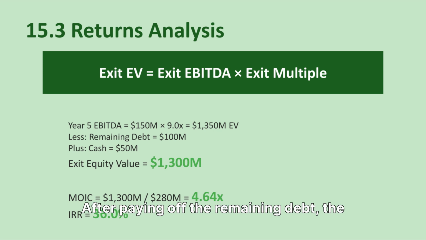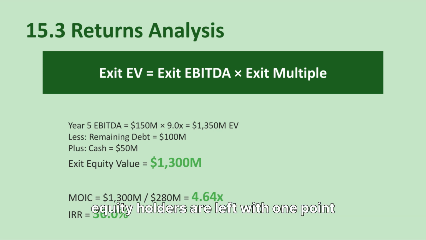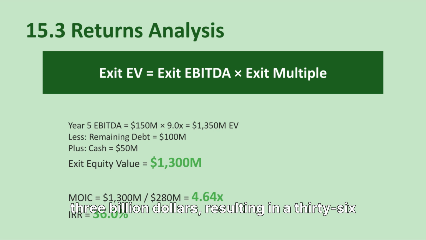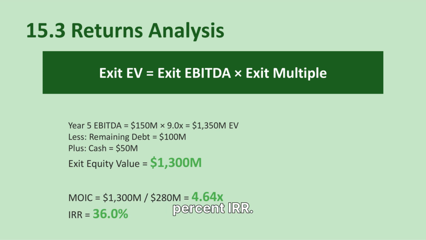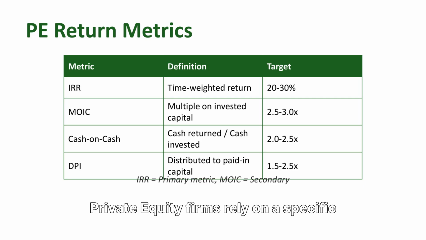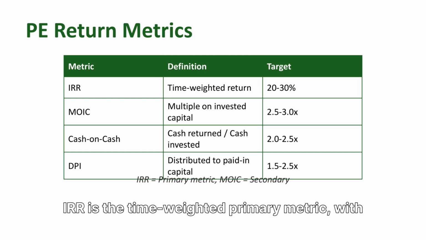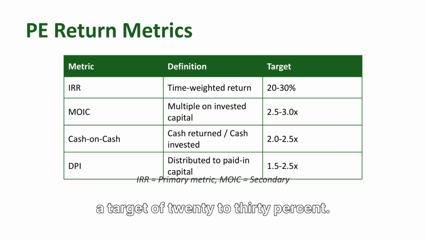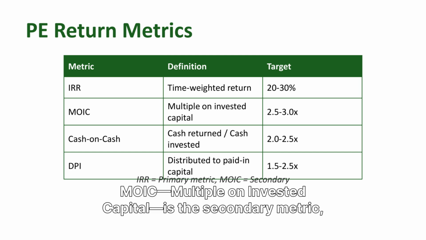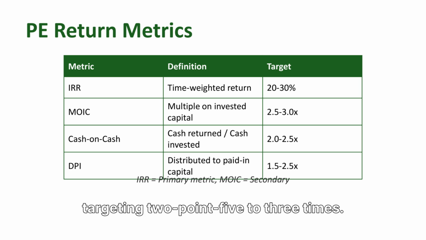After paying off the remaining debt, the equity holders are left with $1.3 billion, resulting in a 36% IRR. Private equity firms rely on a specific set of metrics. IRR is the time-weighted primary metric with a target of 20 to 30%. MOIC, multiple on invested capital, is the secondary metric, targeting 2.5 to 3 times.